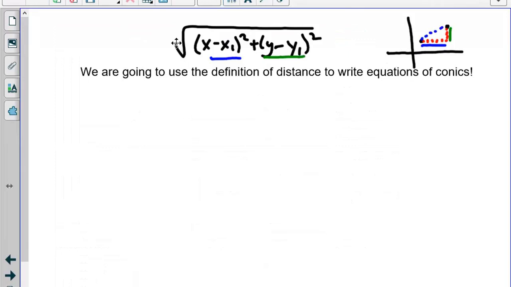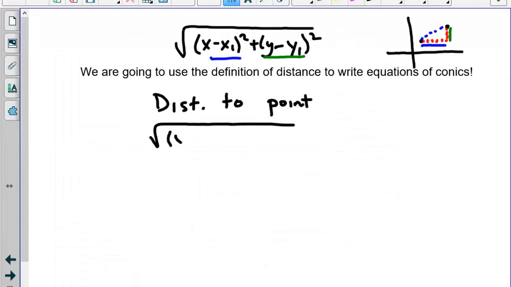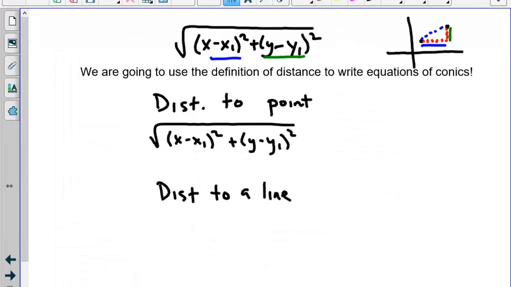Now, really quick, just to make sure we understand all of these things, the distance to a point is just the straight up distance formula. So x minus x1 squared plus y minus y1 squared is the distance to a point. If we want to find the distance to a line, one thing we have to be aware of is that we always want to be perpendicular to the line. So our distance is going to be the shortest distance to the line, which is always perpendicular.